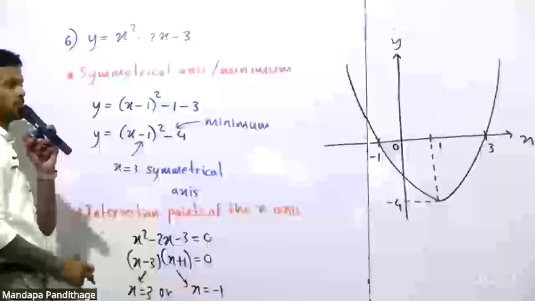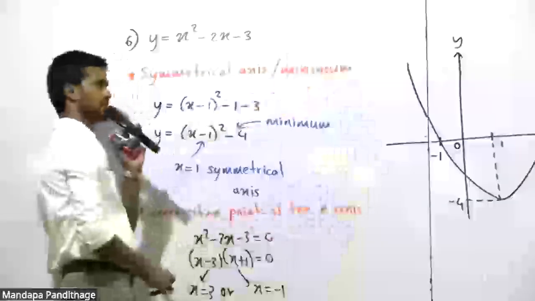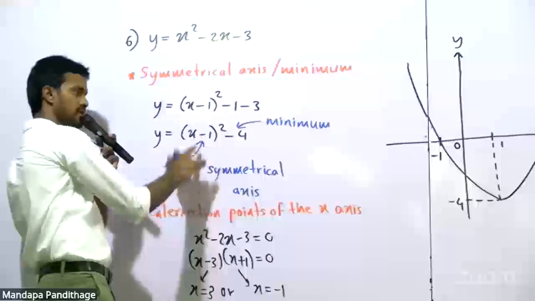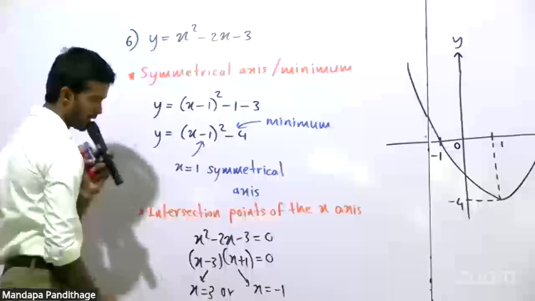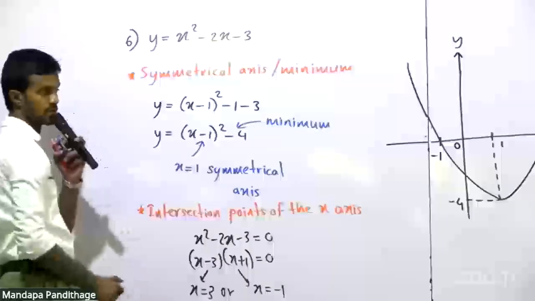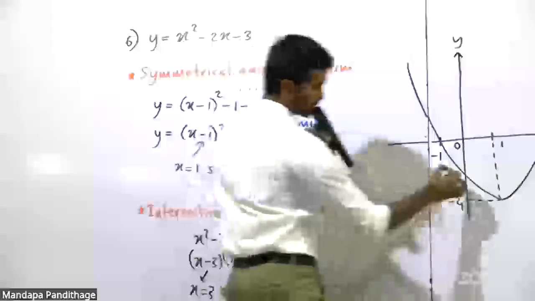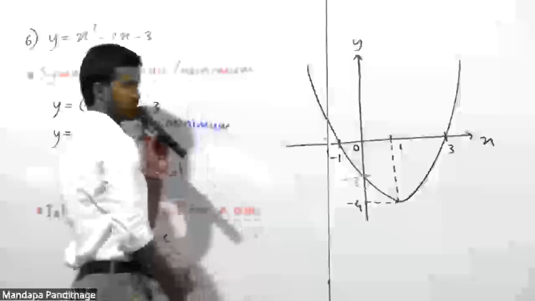You don't have to draw the table with minus 3, plus 3, minus 2. No, that is not necessary. Complete squares. The x value that makes this 0 is the symmetrical axis, and this is the lowest point or the minimum. When you make this function equal to 0 and solve it, you get the two intersection points. And there is an additional point: if you consider x equals 0, this is 0, 0 and minus 3. So this point is minus 3, and that one you can easily sketch.